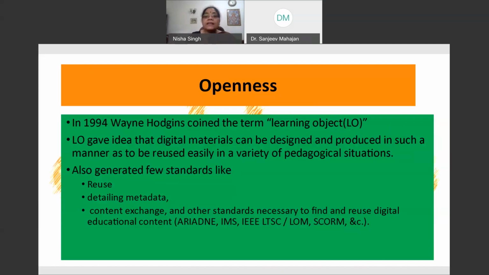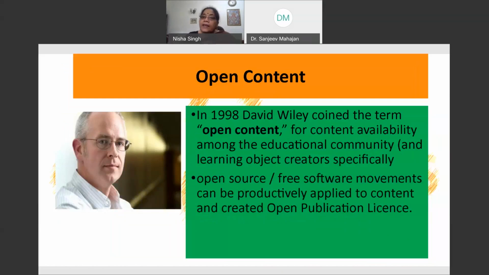Then in 1998, David Wiley gave the concept of open content: that content, by virtue of being for the growth of knowledge and humanity, should be made available to everyone, and he labeled that as open content. In fact, he established an open publication license also, and he did a lot of work. He is still working in this area. If you type David Wiley in Google, you'll find a lot of material about what he believes in, openness and all those resources.